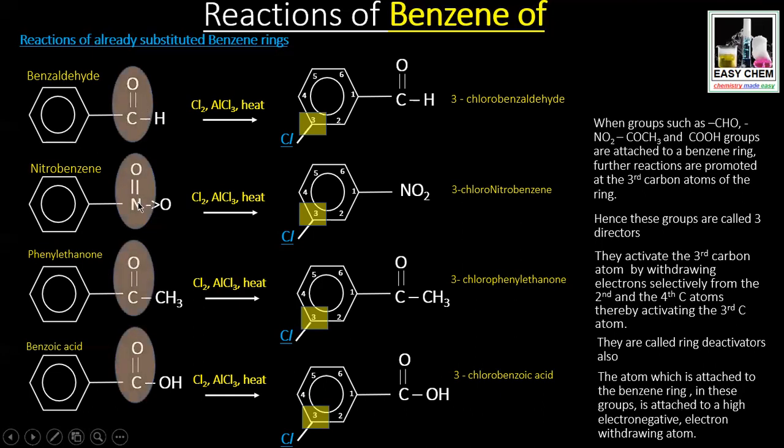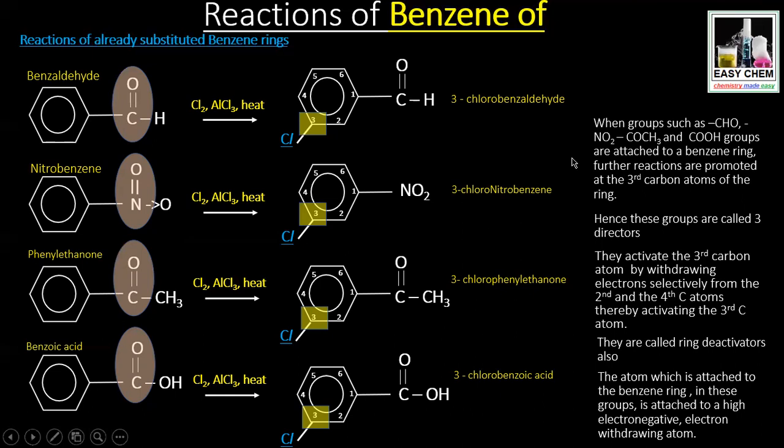I highlighted carbon double bond oxygen, nitrogen double bond oxygen, carbon double bond oxygen, carbon double bond oxygen. Here what happens is the oxygen is attracting electrons away from carbon. So from the benzene ring, electrons come out into this attached substituent group. So this is how deactivators are going to promote selectively the third carbon atom for further reaction.